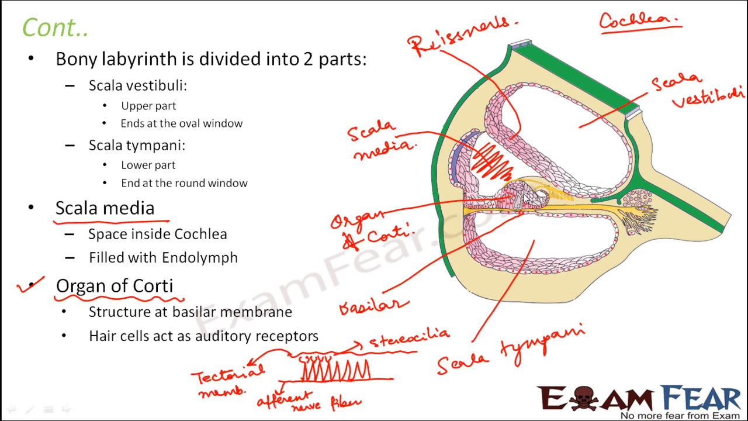So this is how the structure of the cochlea is. So now you understand the significance of the cochlea. The cochlea has the hair cells in the organ of Corti, which act as the auditory receptors.